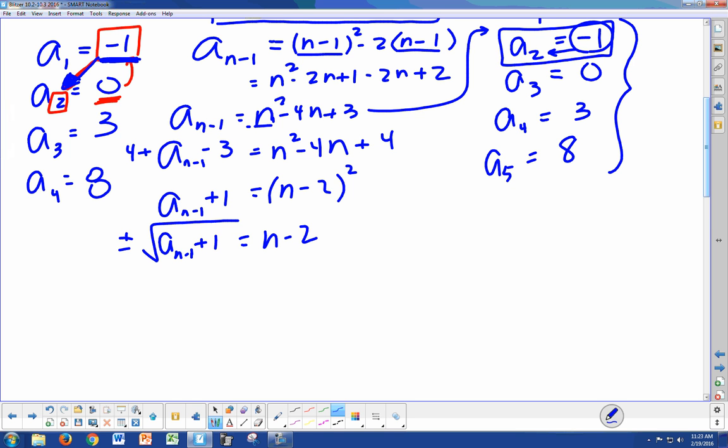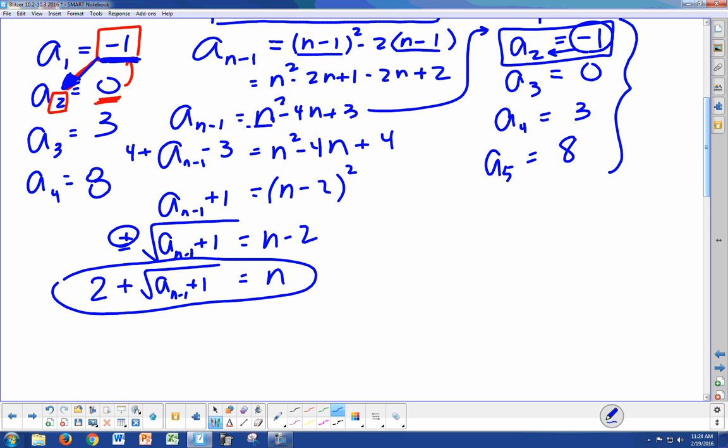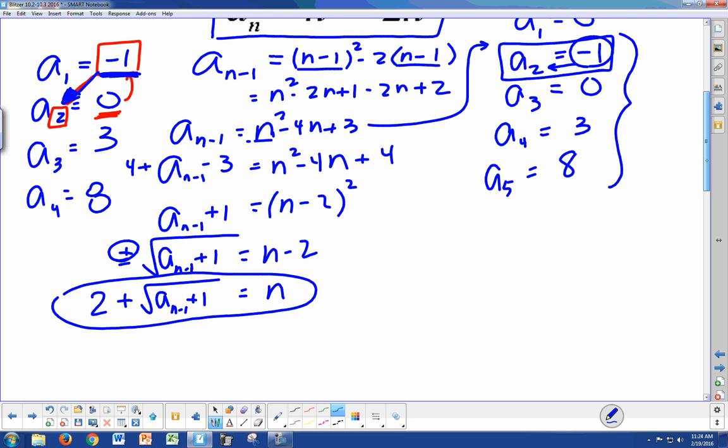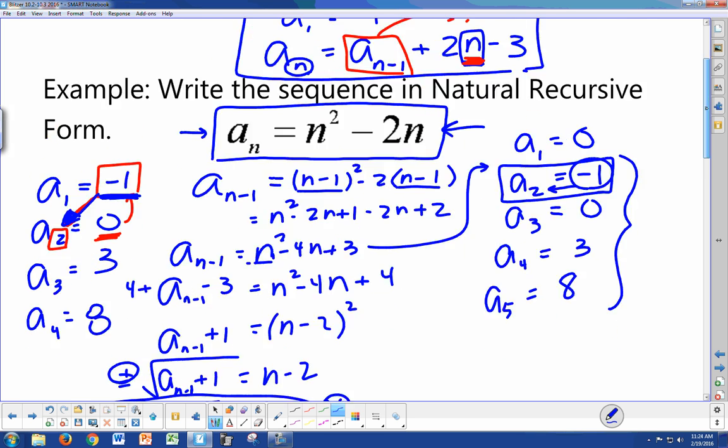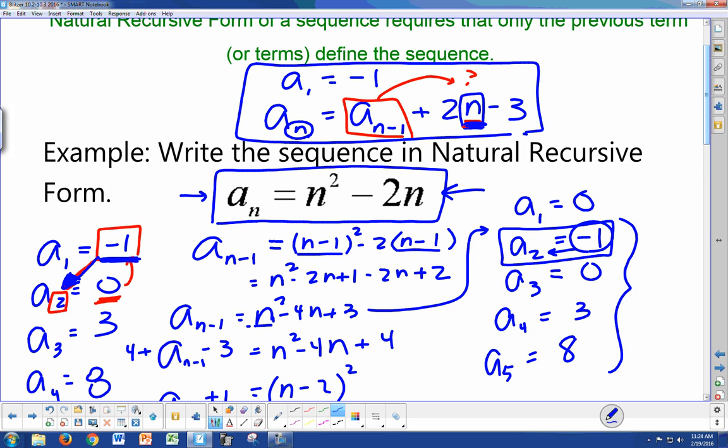So we're just going to take the positive radical in this case, and we're going to get n is equal to 2 plus the square root of a sub n minus 1 plus 1. Wow, what did we just find? We just undid a sequence somehow. We undid it. So let's go back to the top, and we saw this value right here is n, and n is the guy we wanted to replace.